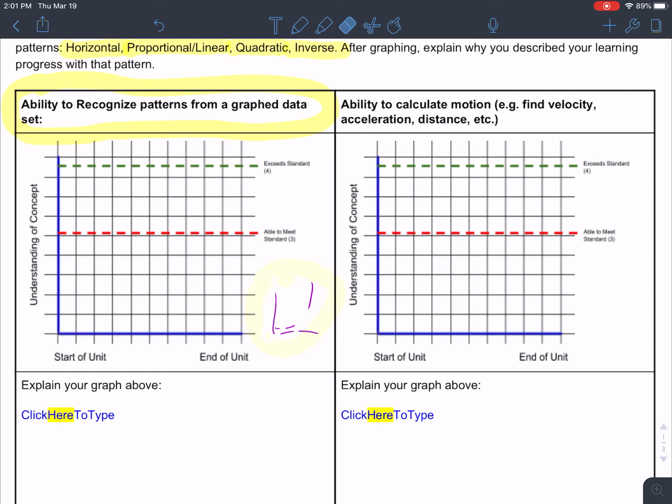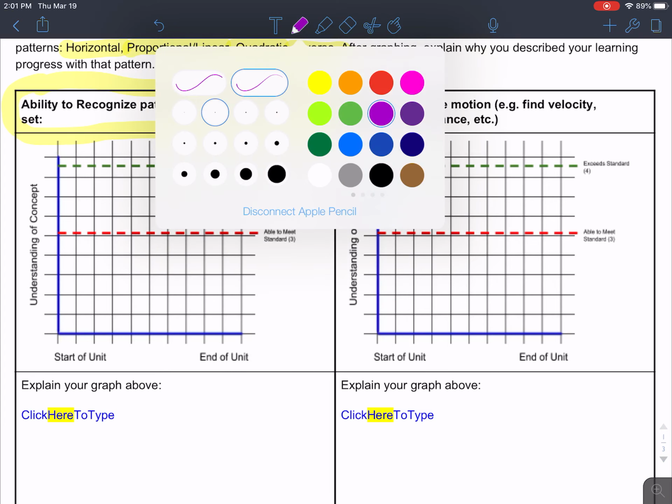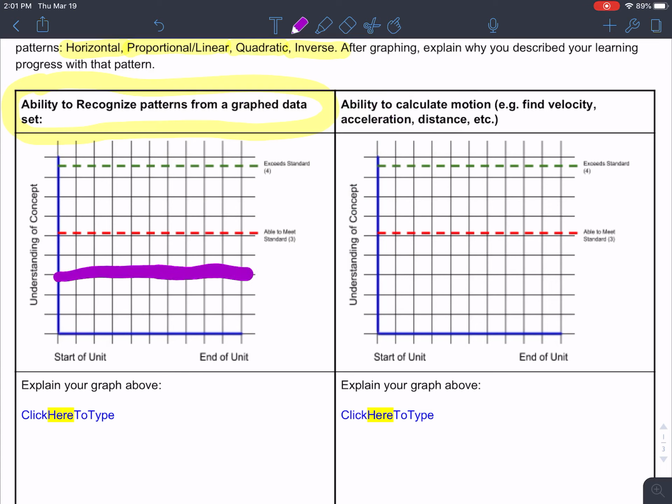So really, from the start of the unit to now, what would you say your understanding is? Would you say at the start of the unit, you kind of got it, and by the end of the unit, it was about the same? Make this a little bit bigger. Is that right? Would you say you kind of had a horizontal pattern from start of unit to end of the unit, right? You didn't really increase your understanding.